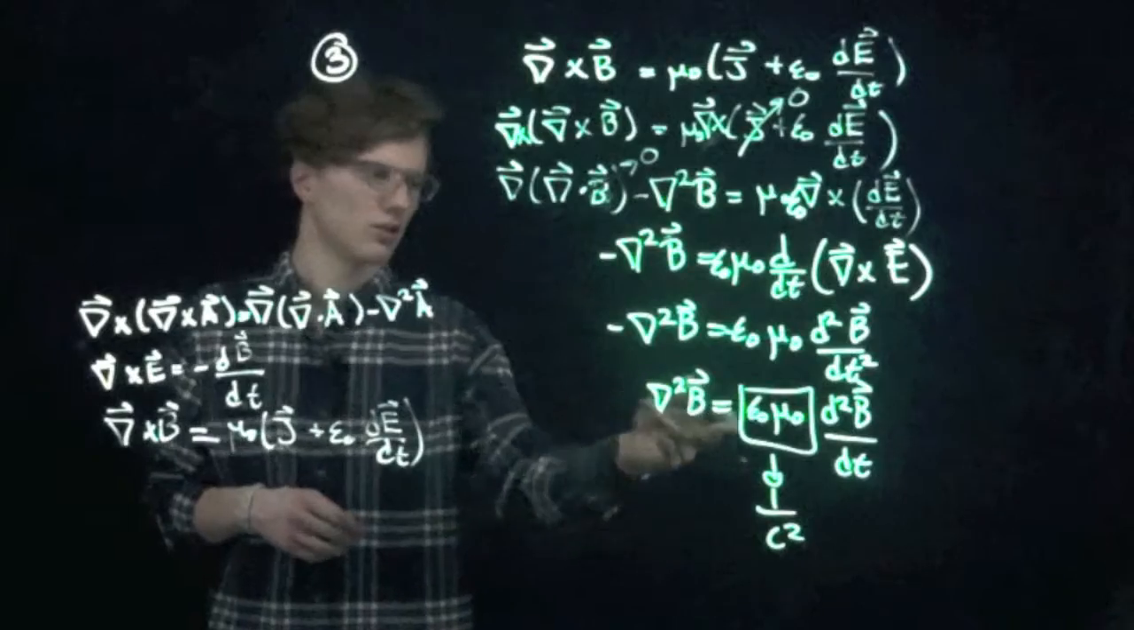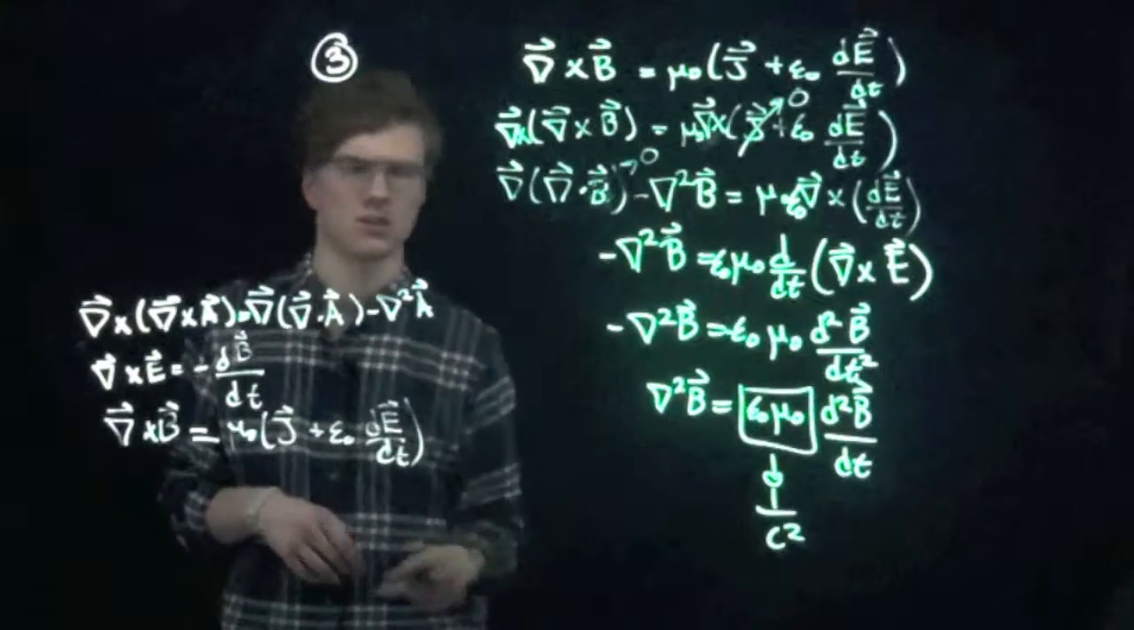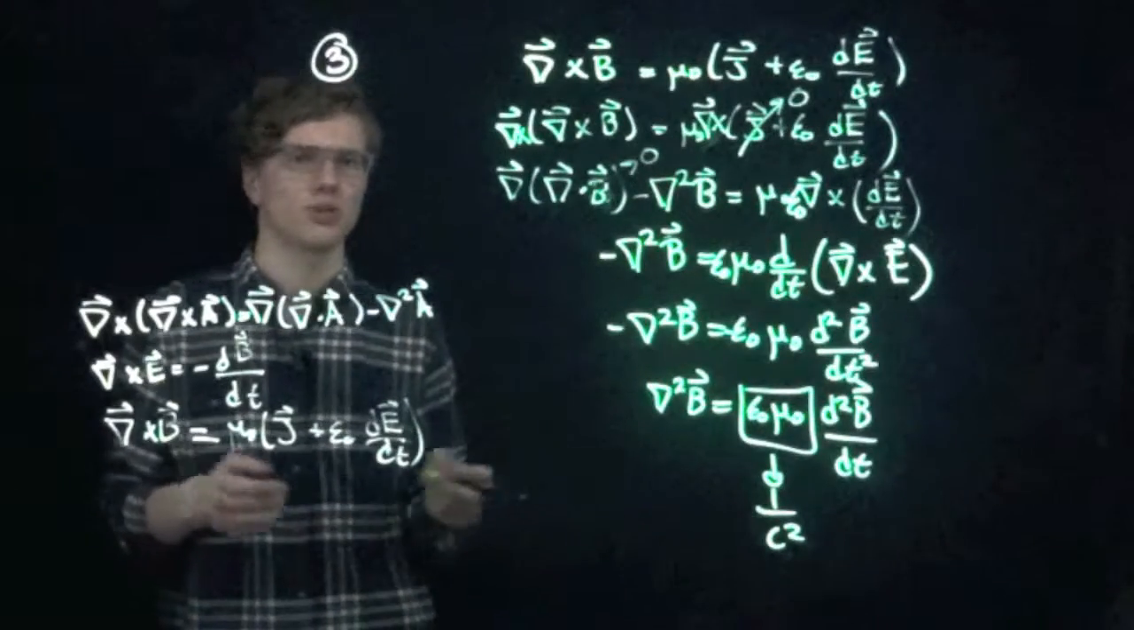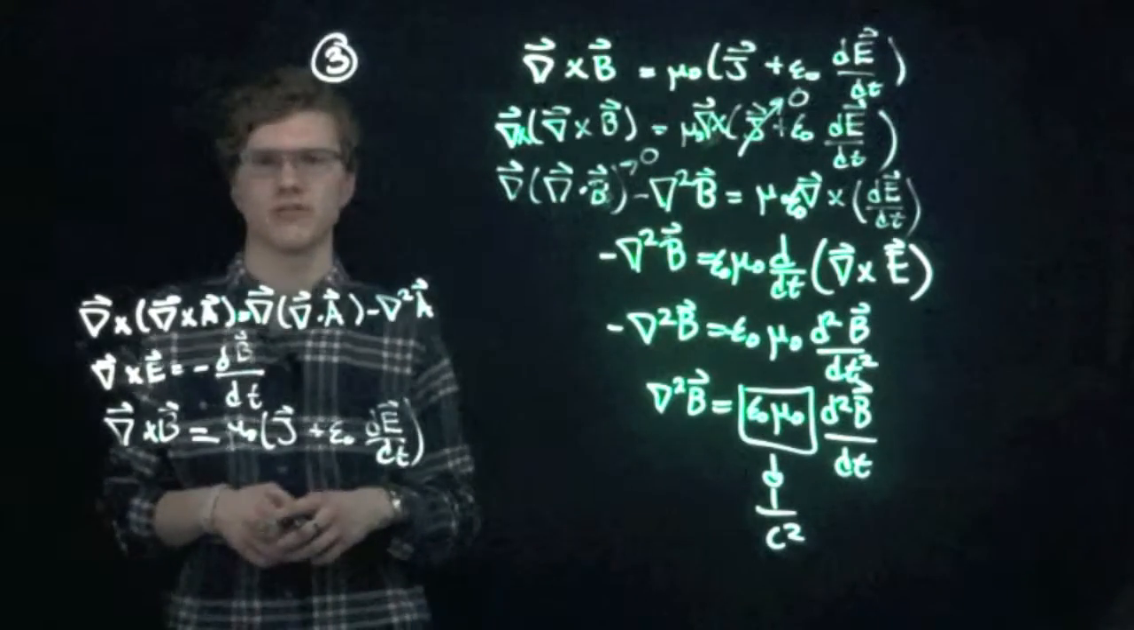A wave traveling along with our B fields traveling at c. So that's question number 3 on the practice midterm, and I'll see you again for question number 4.